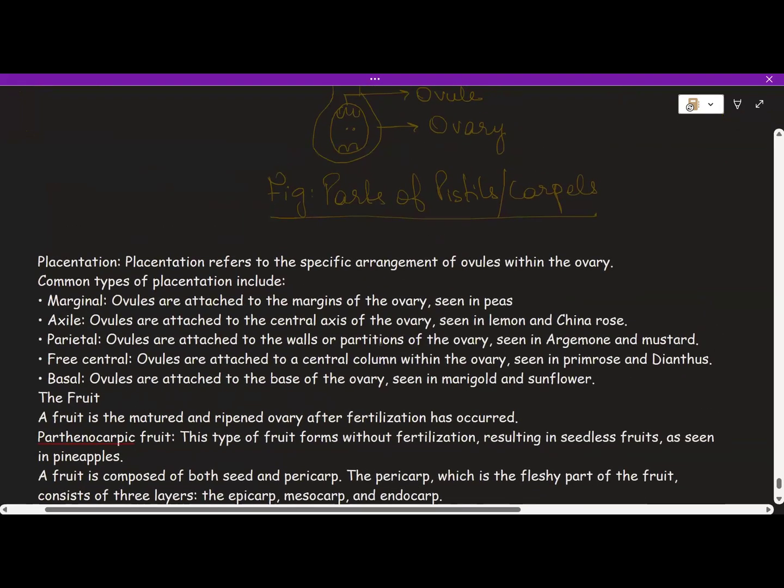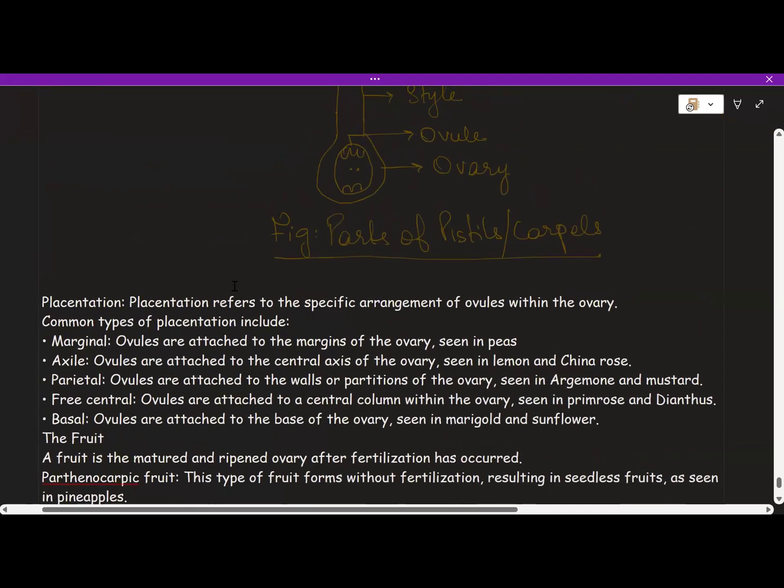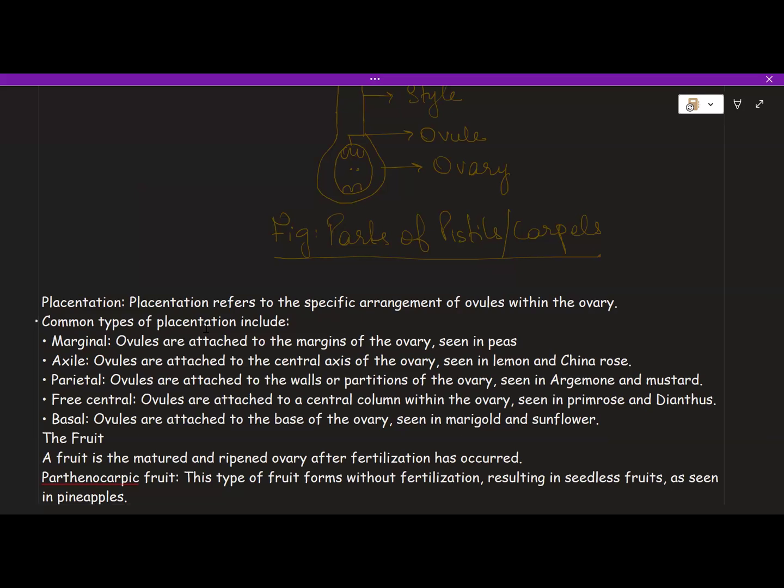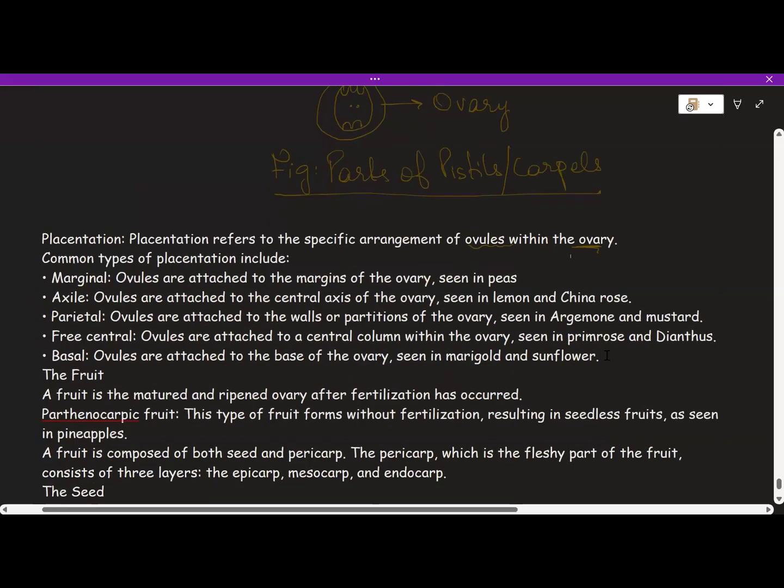Furthermore, the next thing associated with the female reproductive system of the plant is placentation. Now see, placentation is an arrangement. Just like how estivation was an arrangement, in the same way placentation is also an arrangement. But what is it the arrangement of? When we talk about placentation, it is the arrangement of ovules inside the ovary, the way they are present. Now there are 5 different types of placentations that you have to study.